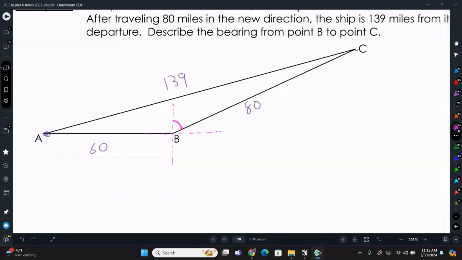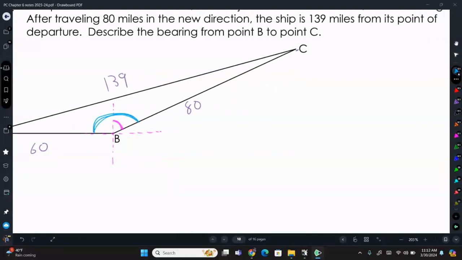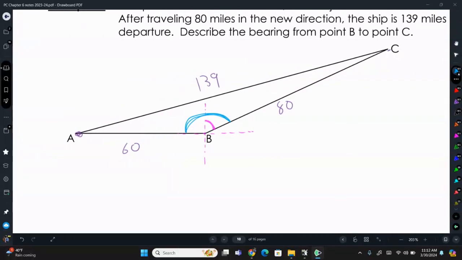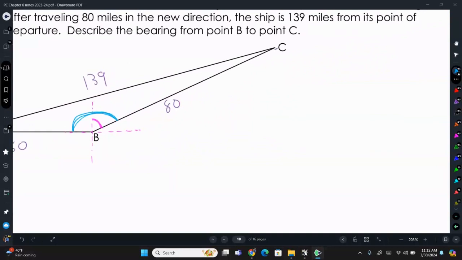So what we're going to do first is find out what angle B is, this whole angle for angle B. In order to do that, we're going to have to use the law of cosines, and luckily for us, angle B will be the biggest angle, so we just have to find that one first. So then the law of cosines, we have 139 squared equals 80 squared plus 60 squared minus 2 times 80 times 60 times the cosine of B.